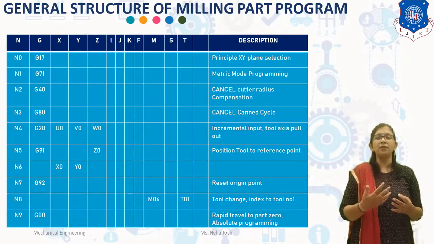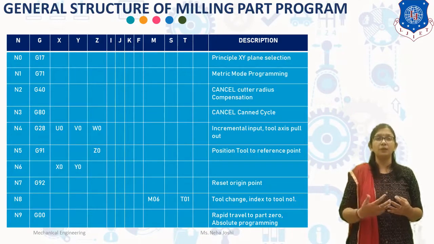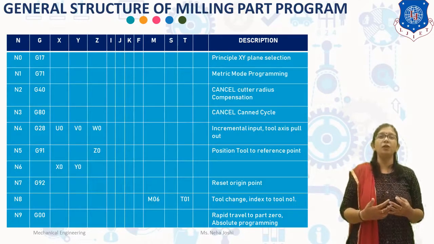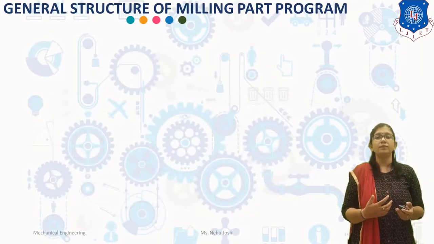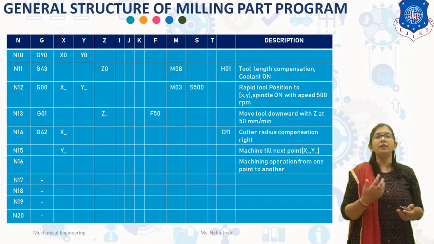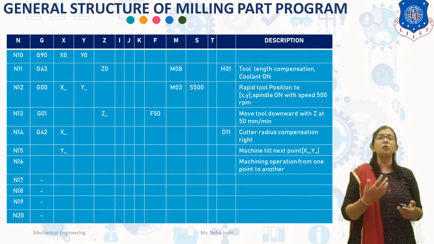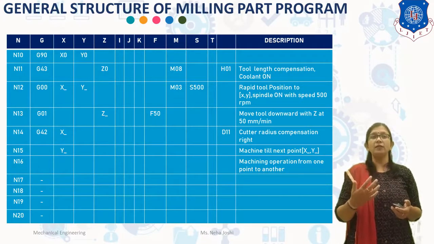After that, the next sequence is N8, and M06 is used for changing the tool, and T01 is used to index to tool number 01. After that, the next sequence is N9, and G00 is used for the rapid positioning of the tool. After that, the next sequence is N10, and G90 is used for absolute programming mode. Set the tool at program zero at x0, y0.